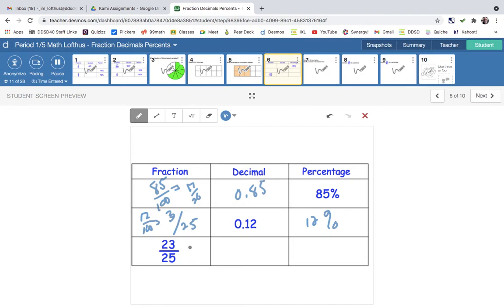And we're going to multiply 23 times 4. 23 times 4 is equal to 92. So this is 0.92 and 92%.